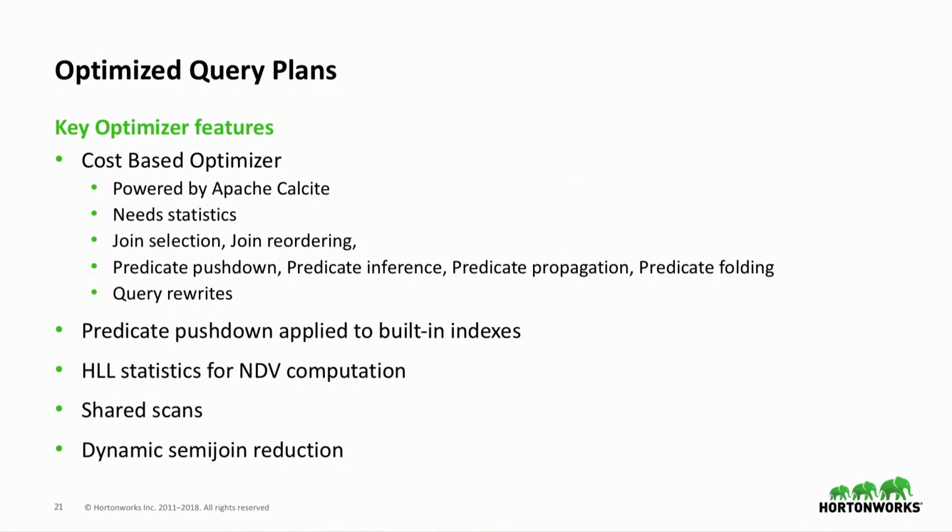So the predicate pushdown goes into the metadata, that is the built-in indexes that are stored in the ORC or Parquet files. Recently, we've introduced HLL statistics. These are bit vector stats from which we can do a better job of computing the distinct values, so we can come up with better plans. And then we have a feature called shared scans and dynamic semi-join reduction that I'll talk about in the upcoming slides.